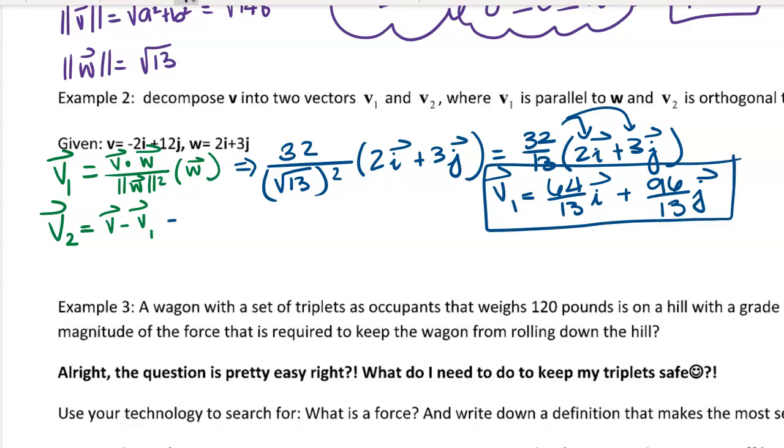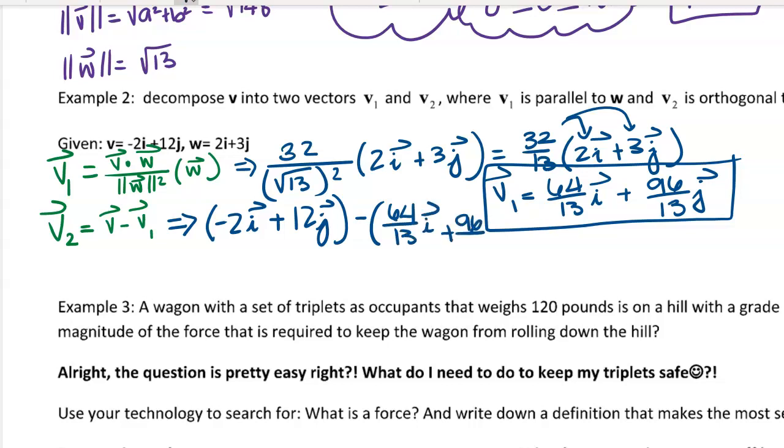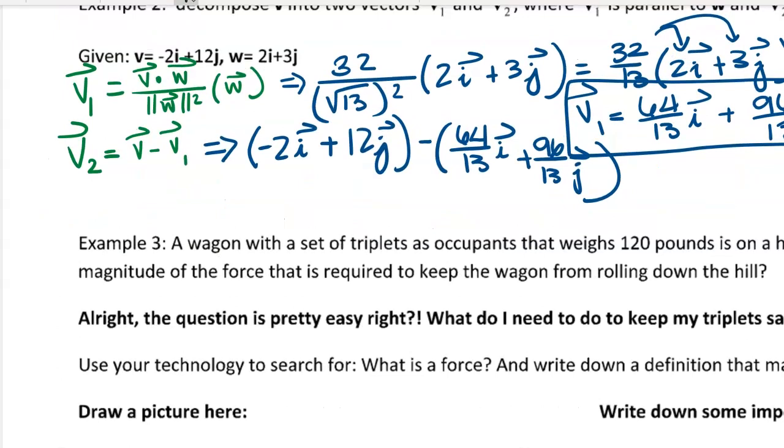Then let's do V2. V2, we will take V1. I'm sorry, not V1, but V, which is negative 2 in the I direction plus 12 in the J direction, subtract your newly found V1, which is 64 over 13 in the I direction, plus 96 over 13 in the J direction. Guys, how do we do this now? Now it's just basic math. What should we try?